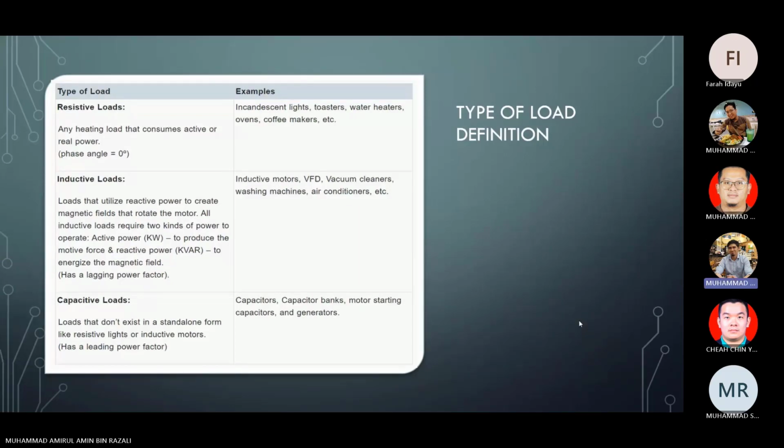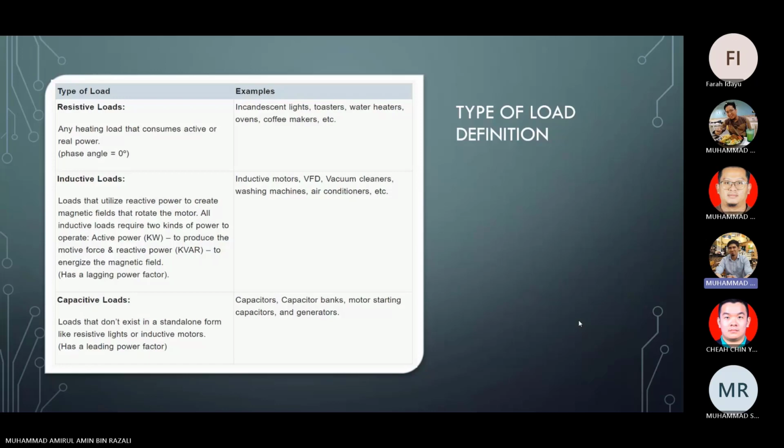So these are the load type definitions. The first one is resistive load. Any heating load that consumes active or real power, with phase angle equal to 0. Examples of resistive loads are incandescent lights, toasters, water heaters, ovens, coffee makers, etc.